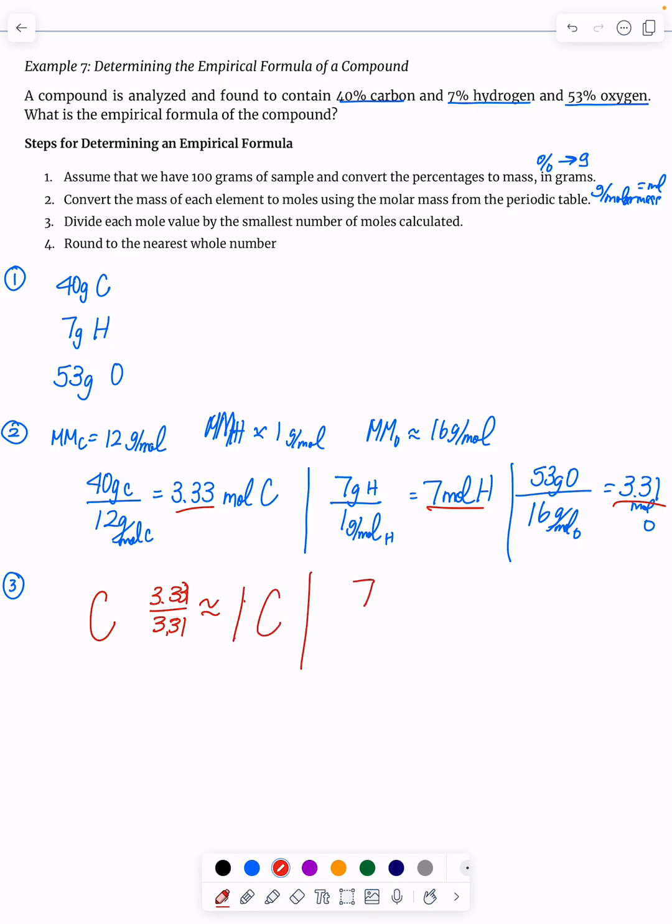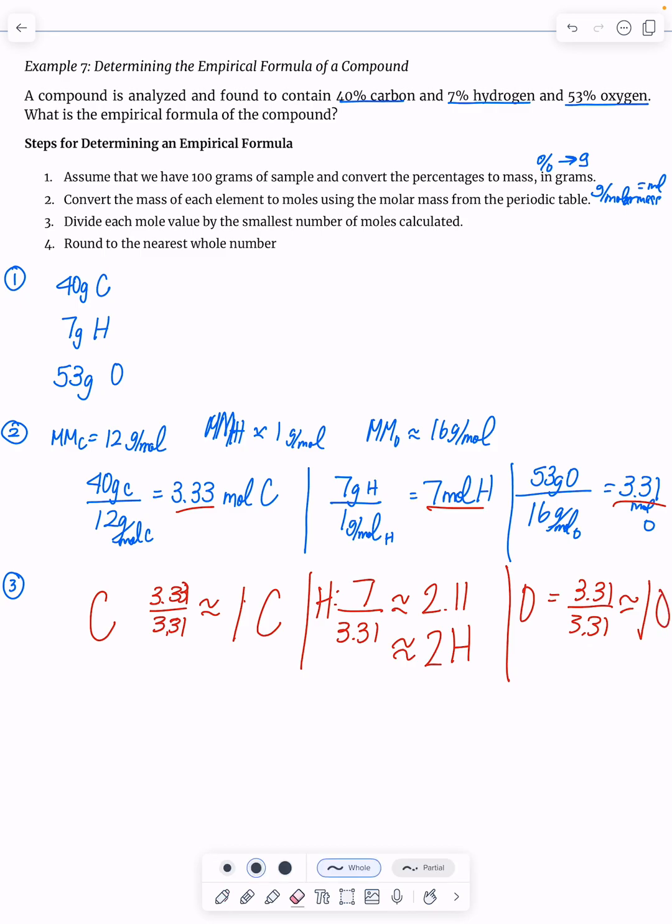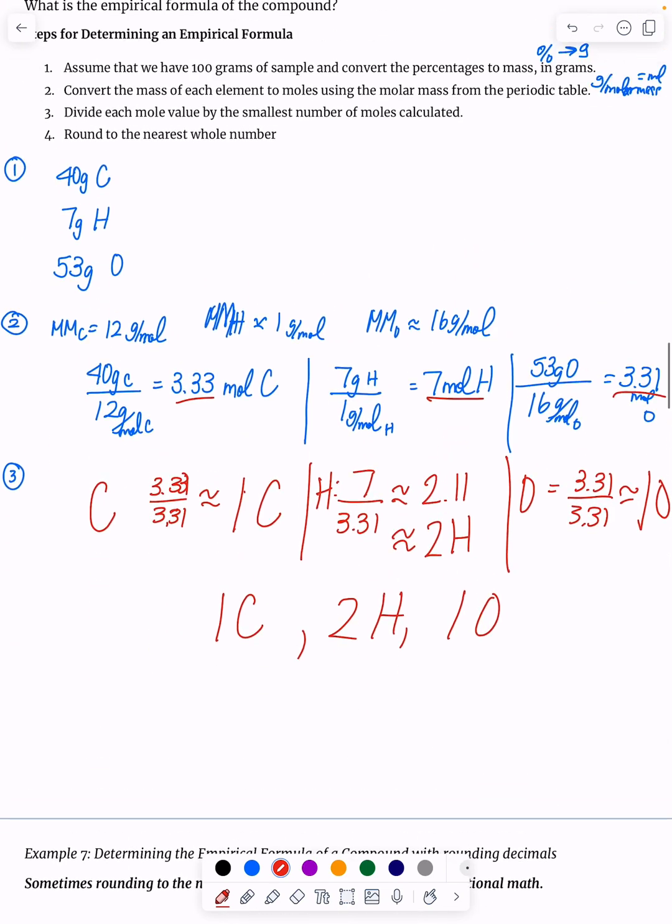Then we'll do 7 divided by 3.31, and we get about 2.11, so we could say about 2 hydrogen. And then, of course, for oxygen, we could do 3.31 divided by 3.31, and we get about 1 oxygen. So I have 1 carbon, 2 hydrogens, 1 oxygen in this formula.